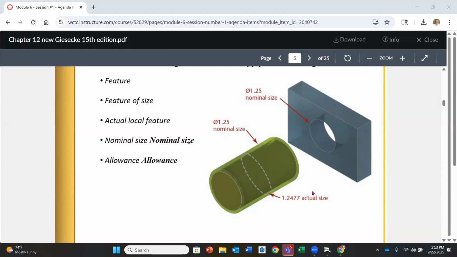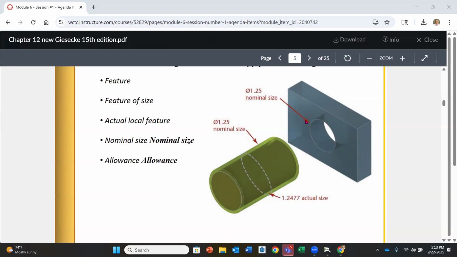A feature of size, for instance, is going to be the outside diameter of our pin that we have here. Another feature of size is going to be the overall length. I have to touch it in two places to achieve that dimension and to fully define it. On our block over here, a feature of size is going to be the hole size, and then the overall width, length, and thickness are also going to be features of size. Touch it in two places to determine that.